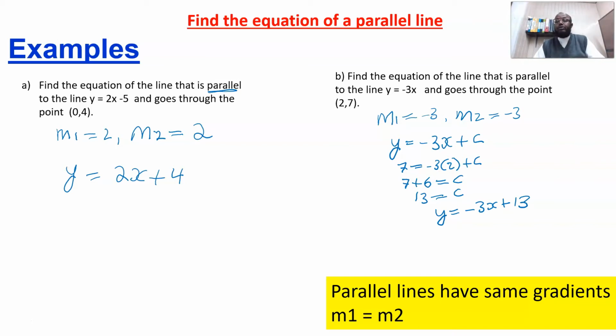The main thing is that parallel lines have the same gradient. So if the question asks you, find the equation of this line, which is parallel with that line, the first thing you need to know is that you already know the gradient, and all that's left for you is to find the intercept. Okay? I think that is for today, and that's all about finding the equation of a parallel line.